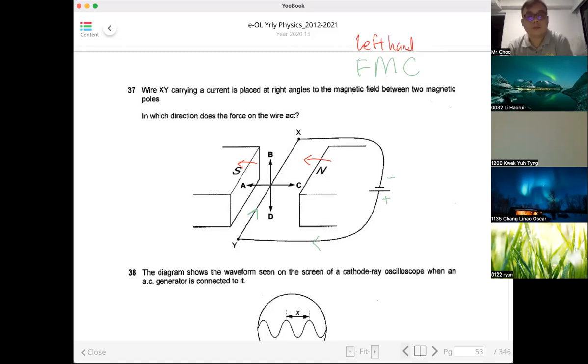Okay, all of you try. Your M is moving from right to left. Then your C is moving from front to back. So your left thumb is pointing up or down? All of you try again.